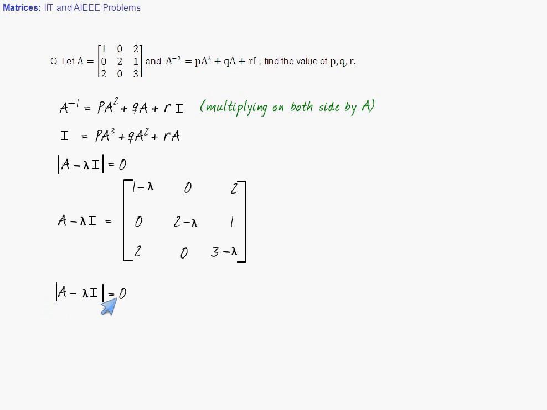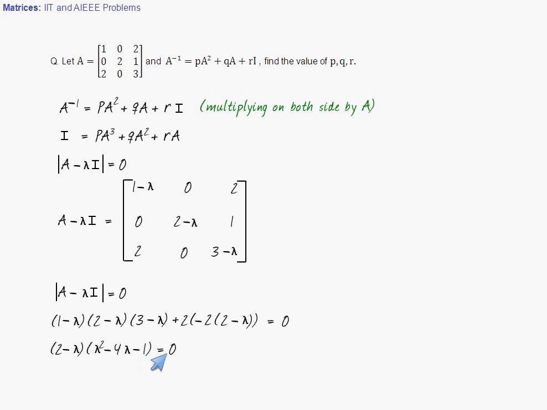Let me calculate the value of this determinant. The value of this determinant will become 1 minus lambda into 2 minus lambda into 3 minus lambda plus 2 into minus 2 into 2 minus lambda. Now this should be equal to 0 by the characteristic equation relation. Let me take 2 minus lambda as common. If I take 2 minus lambda as common, I will be left with lambda square minus 4 lambda minus 1 equal to 0.